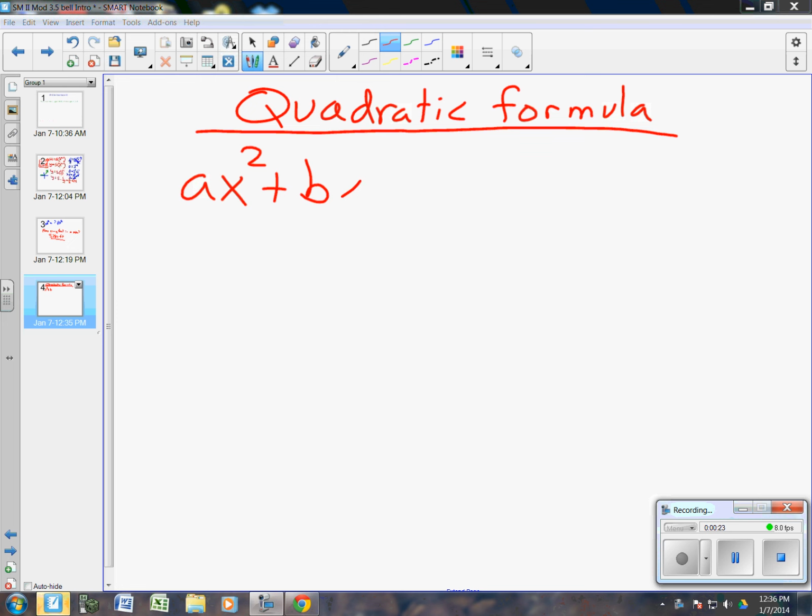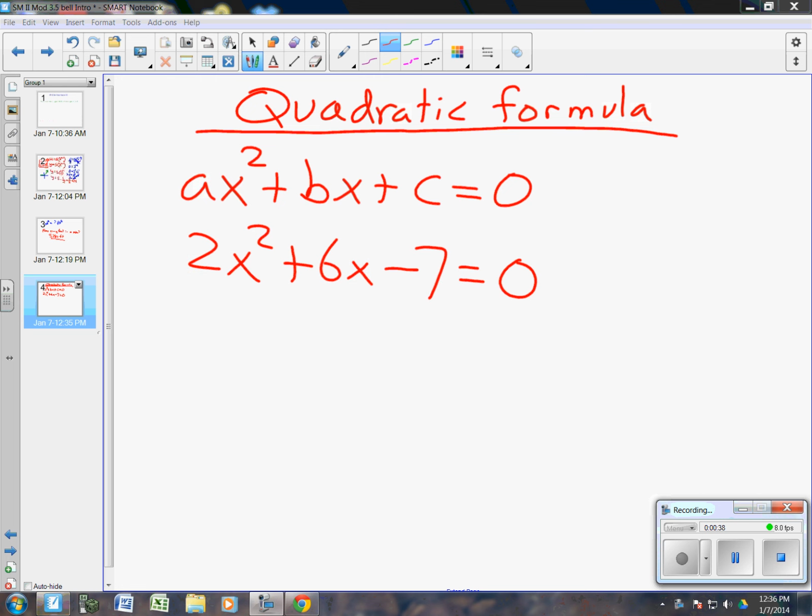ax squared plus bx plus c is the general form of a quadratic equation, where a, b, and c are real numbers. Something like this: 2x squared plus 6x minus 7 equals 0. That would be an example of a quadratic equation. Okay? Now, before Christmas, do you guys remember we were learning how to solve these by factoring?